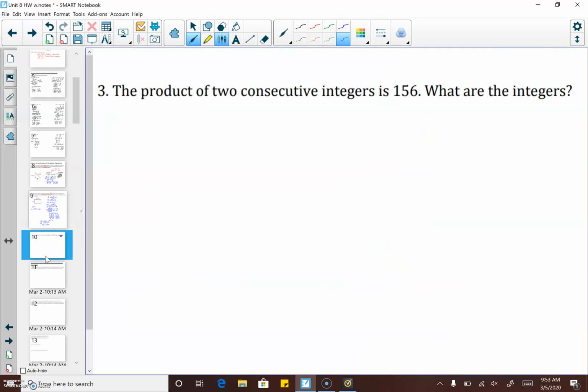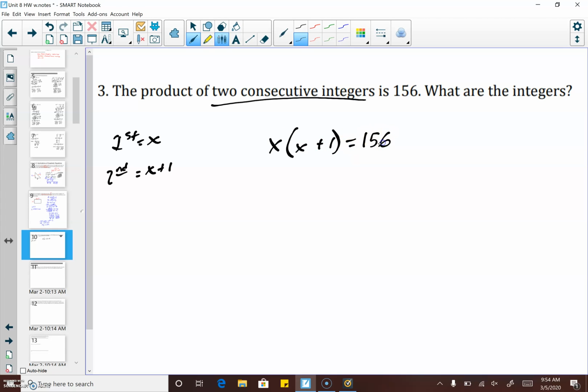For the third one, the product of two consecutive integers is 156. What are the integers? So it just says two consecutive. So in that case, our first is still always x, and our second is going to be x plus 1. We're not going to skip any numbers here because it doesn't say even or odd. So x times x plus 1 equals 156. We'll distribute. We get x squared plus x equals 156.